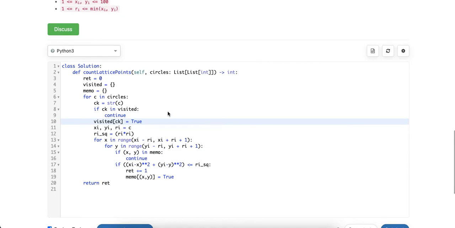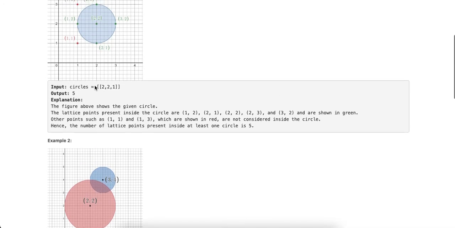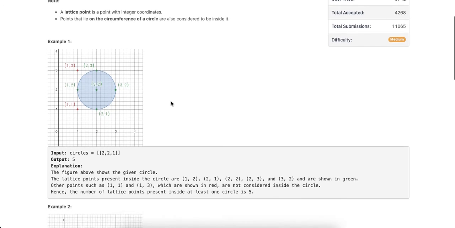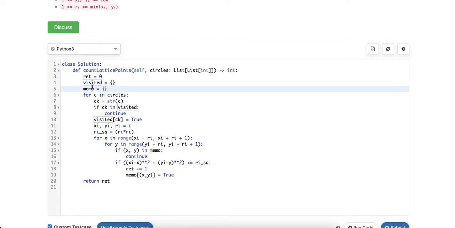I'm using Python here. Now, this is what we're going to return. Basically, this is the counter of the number of lattice points which are inside at least one circle. Okay, and this visited is basically to track whether a circle is a duplicate or not, because nowhere in this problem does it say that the circles are unique. So the input could have the same circle mentioned multiple times. Okay, so that's where the visited comes in.